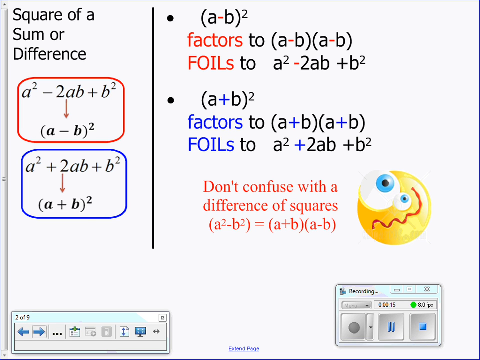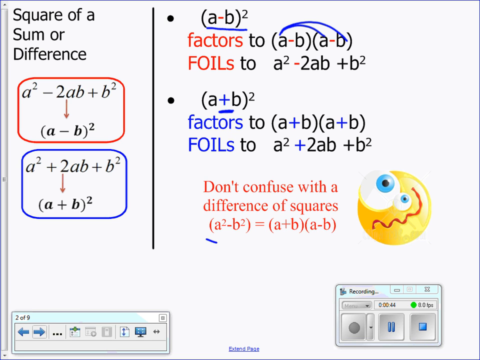So a minus b squared really means a minus b times a minus b. If we distribute, we get a squared minus 2ab plus b squared. We could also have the square of a sum, which means these are adding. So a plus b squared actually means a plus b times a plus b, and when we distribute, we get a squared plus 2ab plus b squared.